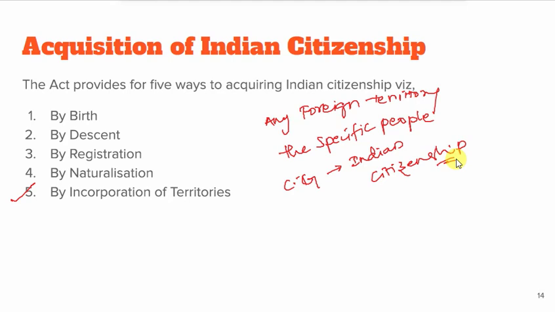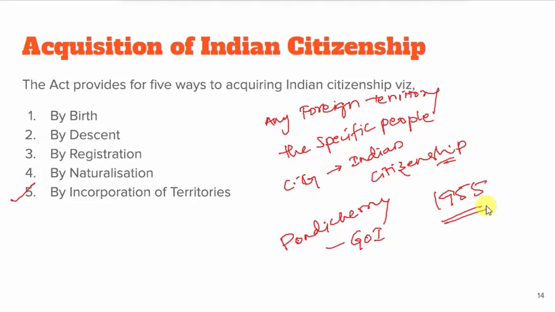If I want to give an example, which is also in your Lakshmikant book, a very important and relatable example is when Pondicherry became part of India. You all know that when Pondicherry became part of India, the government of India issued citizenship to the Pondicherry people under the Citizenship Act 1955. So under the Citizenship Act 1955, they were given Indian citizenship.